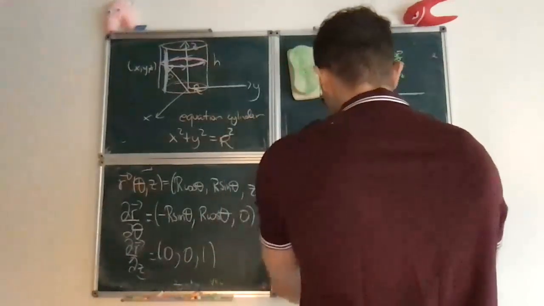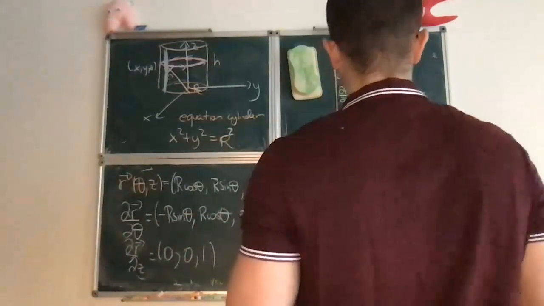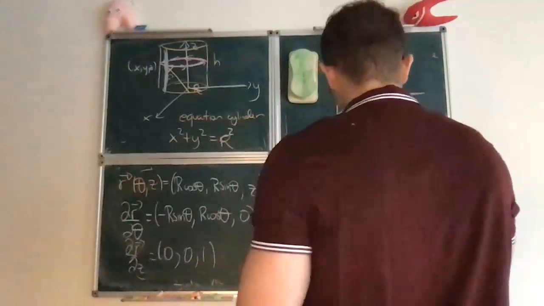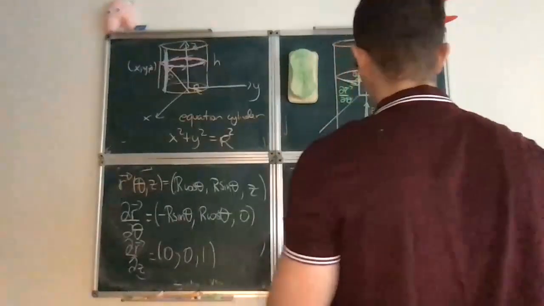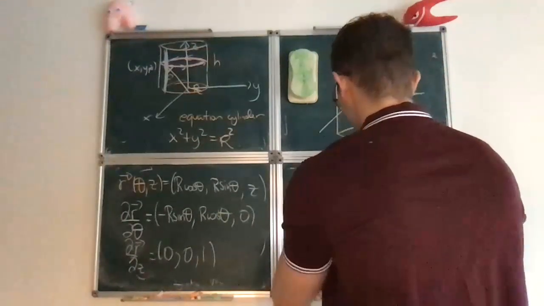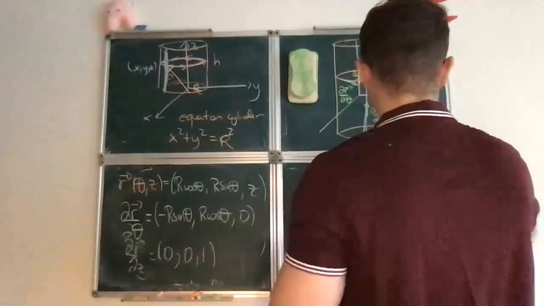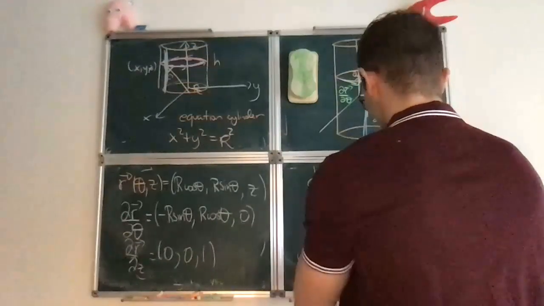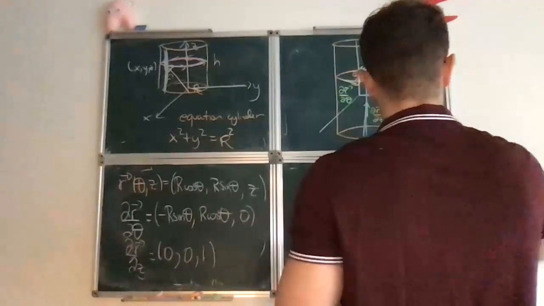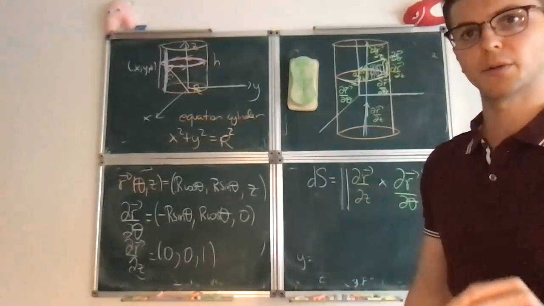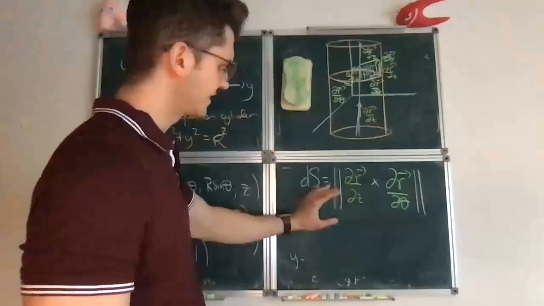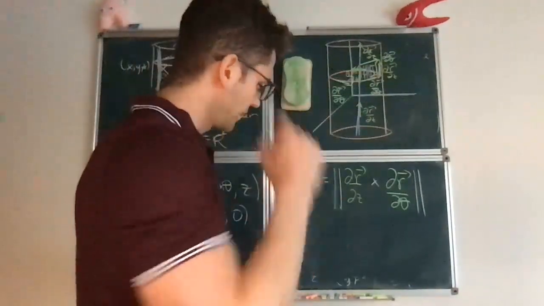But this piece of area, this tiny parallelogram, which has some area dS, can be computed, in this case, as the norm. Remember that the area of a parallelogram is the norm of the cross product. It doesn't matter in which order you write them, because we're going to take norms. And the idea is that something similar will happen in the general case.